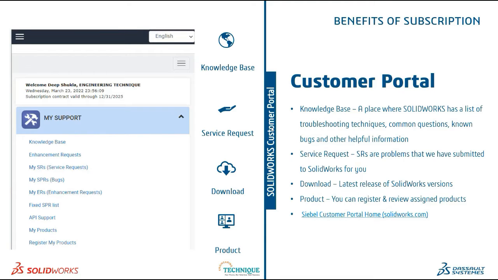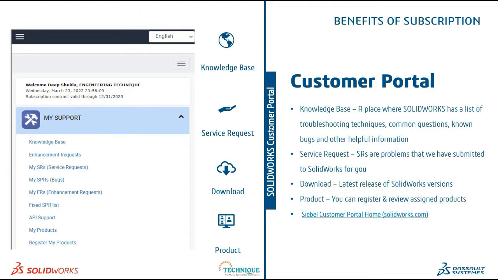So this way you can also resolve your problem by using the customer portal. In any other case, if you have created any service request, you will have access to view that service request. So what is the reply from the SolidWorks team? If you want to review that reply, you can check that service request in your customer portal. Then you can also download the latest release of the SolidWorks version. Whenever a new SolidWorks version or service pack is released, you can directly download it by using your SolidWorks credentials.